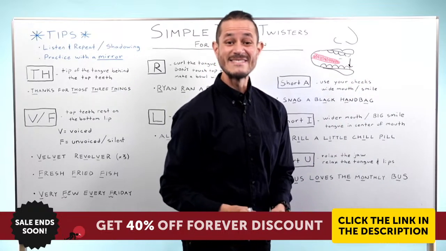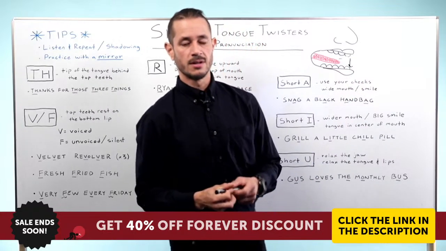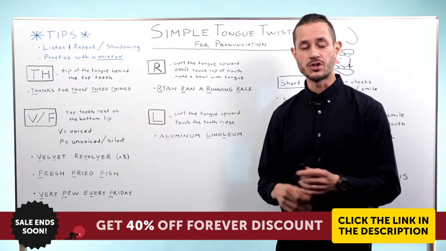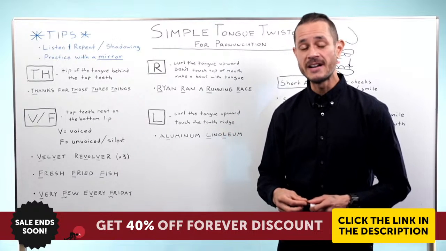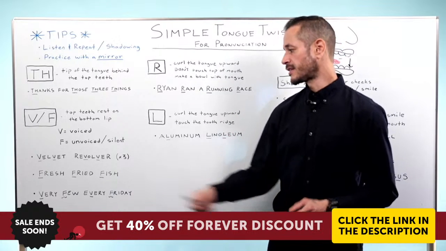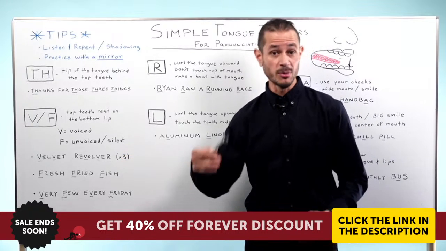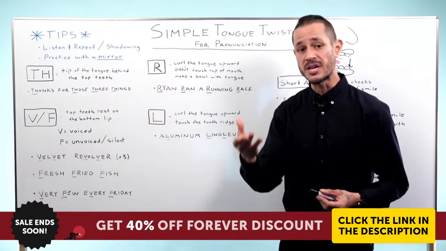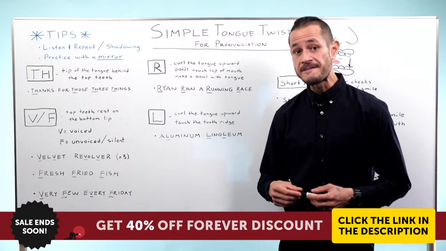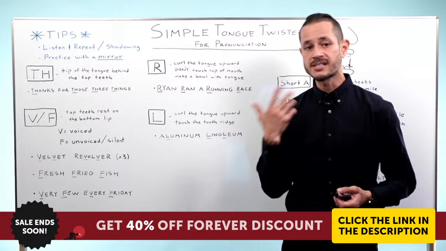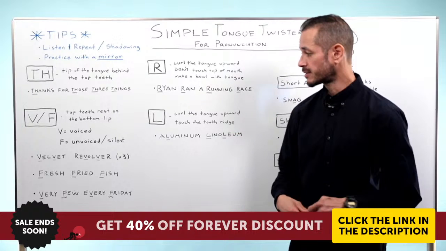So the letter V is voiced. That means you make a sound. V, v. The letter F is unvoiced or silent. So it's similar to TH. You just breathe. So that's the difference. V, f. Exact same mouth and teeth movement.